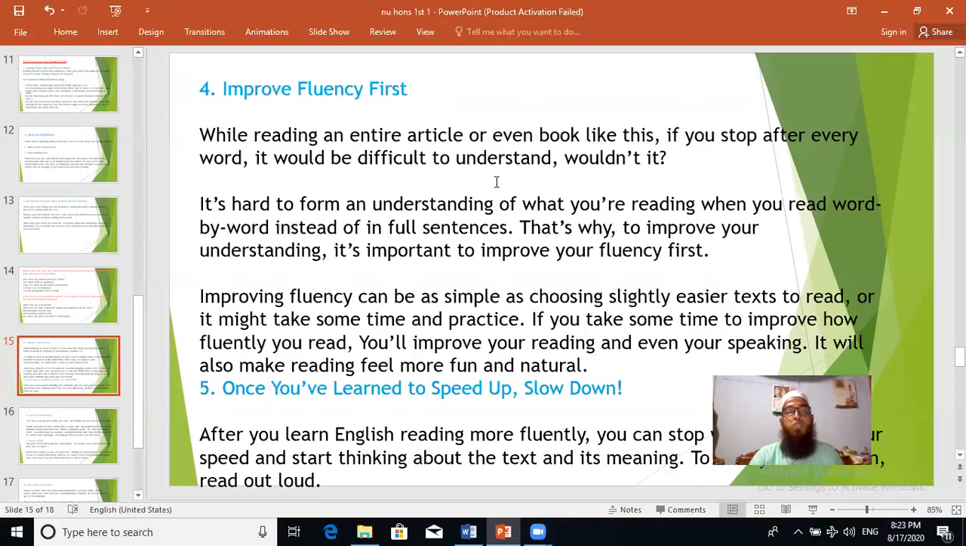While reading an entire article or even a book, if you stop after every word, it would be difficult to understand, wouldn't it? Of course. It's hard to form an understanding of what you are reading when you read word by word instead of in full sentences. That's why, to improve your understanding, it's important to improve your fluency first, as I said already.